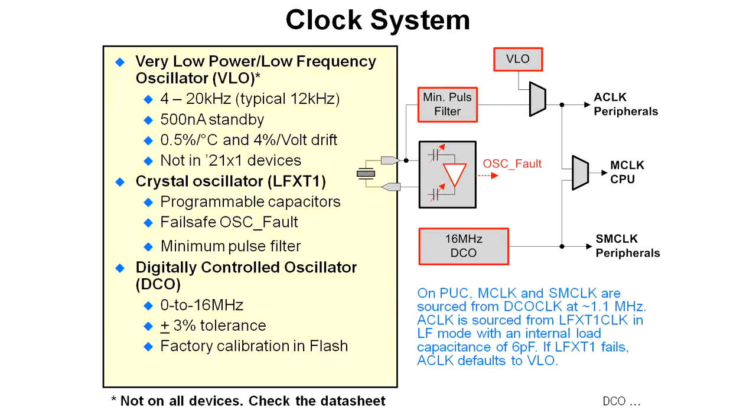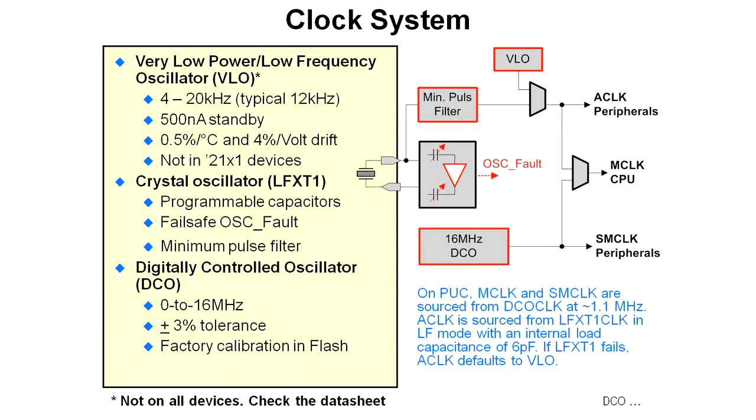So if we take a look here, we can see that the CPU can be driven by the very low frequency oscillator, the VLO. It can also be driven by the crystal oscillator, if you have one, and it can be driven by the DCO. The DCO is the digitally controlled oscillator on the device. The A clock can only be driven by the VLO and the crystal. The SM clock can only be driven by the DCO.